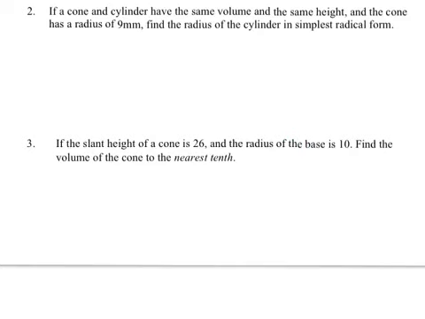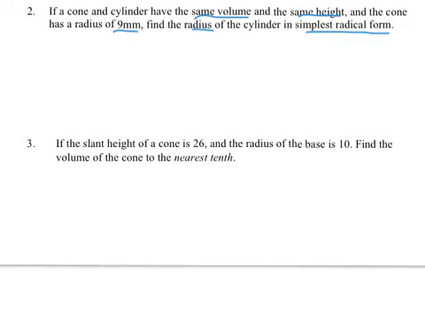So here it is. If a cone and cylinder have the same volume and the same height, and the cone has a radius of 9 millimeters, find the radius of the cylinder in simplest radical form. Okay, so I'm looking for the radius of the cylinder. So they have the same volume and the same height. That tells me if I calculate the volume of the cone, I can set it equal to the volume formula of the cylinder and be able to solve for the radius.